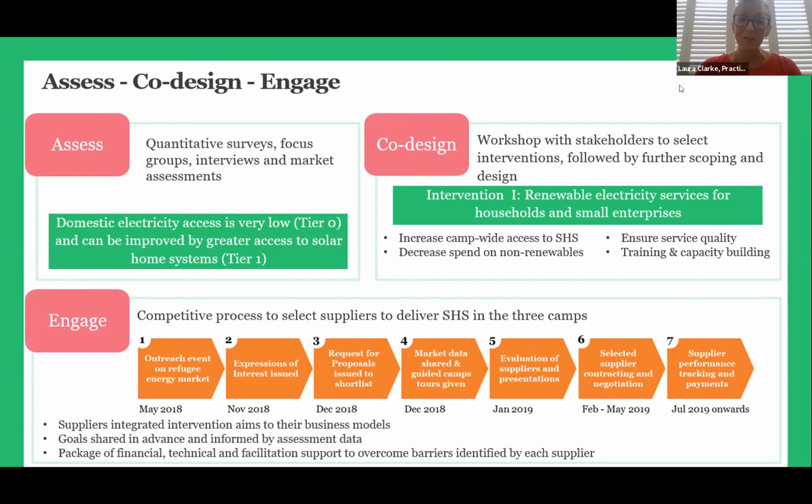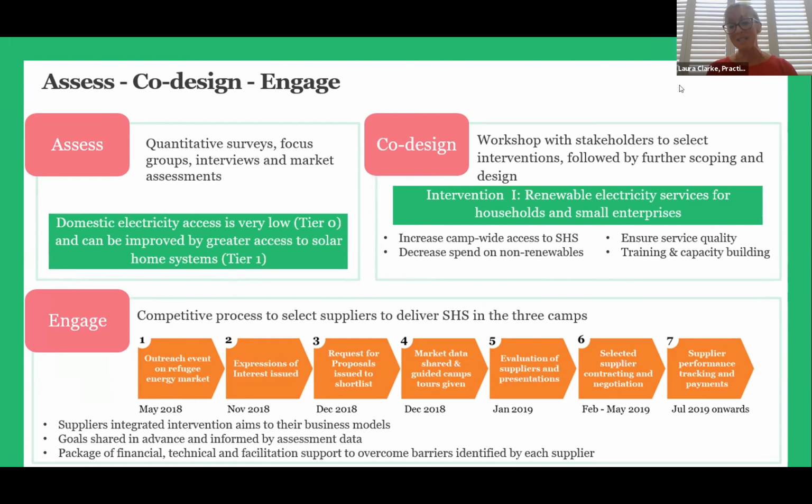Then, to go through the engagement process, we ran a competitive process to select a number of suppliers to deliver solar home systems in those 3 camps. We went through a multi-stage process to filter down and select. We wanted to select multiple suppliers to make sure that refugees had choice and a range of products and services to pick from in the camps. We also wanted a range of price points to reflect the spread of spending that people were experiencing on non-renewable sources in their households.